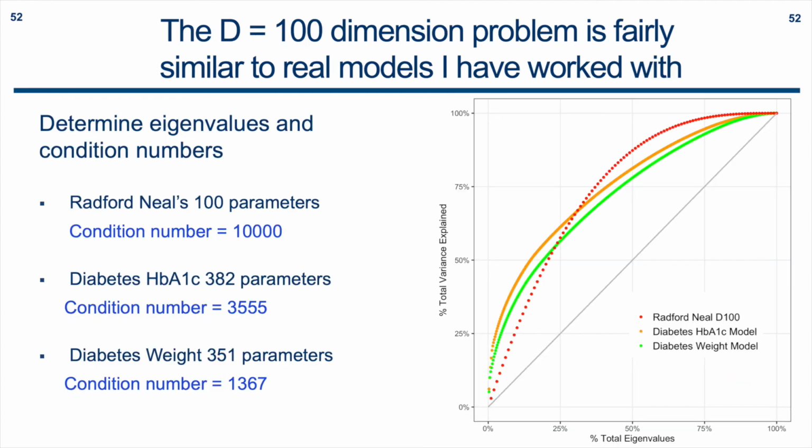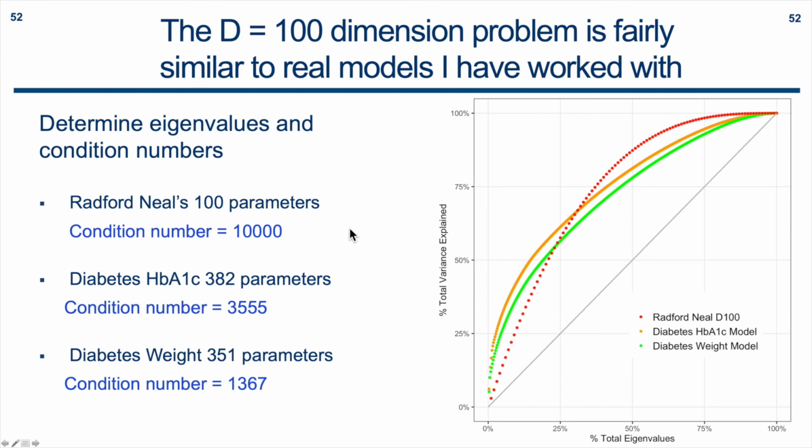One thing I was interested to better understand was how Radford Neal's 100 parameter problem that we've just been looking at compares to real models that I've worked with. With Radford Neal's 100 parameter model, the condition number was 10,000. I have these two models down here. Their condition number is a little bit lower, so that's showing that his problem is potentially a little bit more tricky.